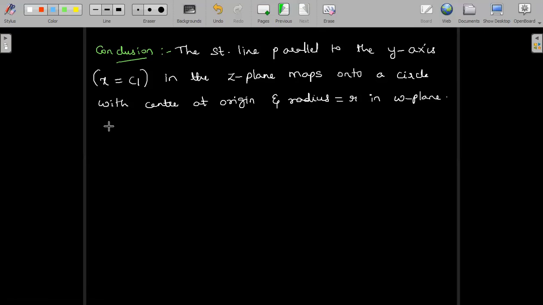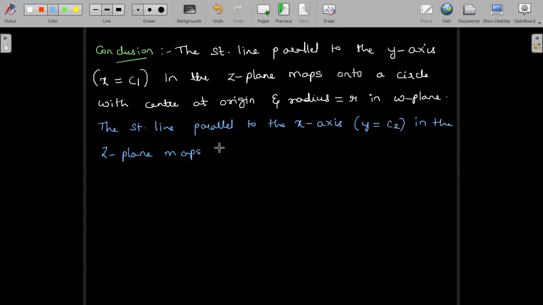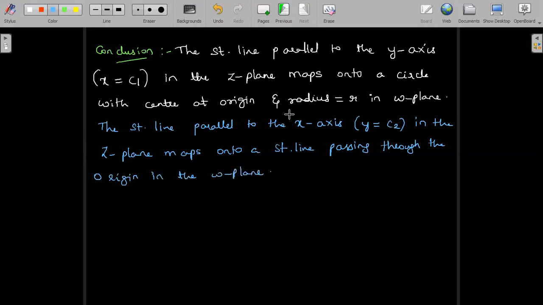Similarly, the straight line parallel to the x-axis, y is equal to c2 in the z plane, maps onto a straight line passing through the origin in the w plane. So these are the two conclusions.